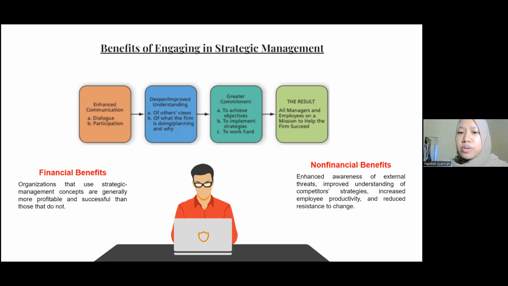If every person participates in the strategic management, it means that they will have more engaged communication between the top level, middle level, and lower level, because they are working together. They feel that they are participating in the strategic management process. So it can enhance the communication between the levels of management. And the second benefit that people can get by participating in the strategic management process is that it can deepen or improve people's understanding.